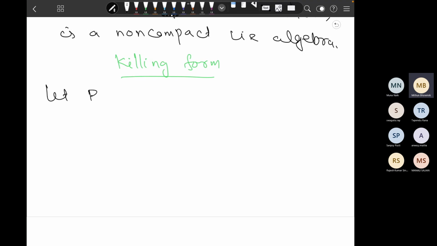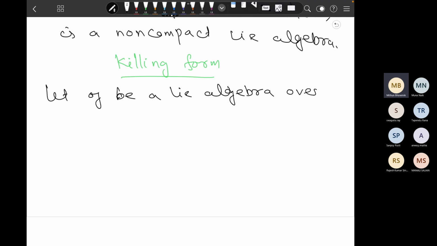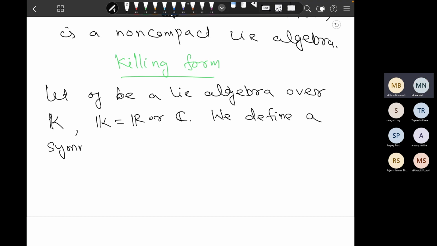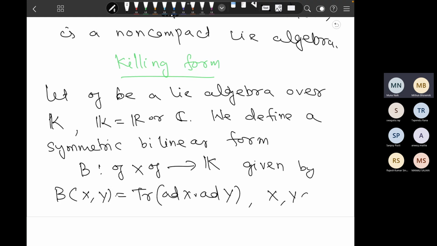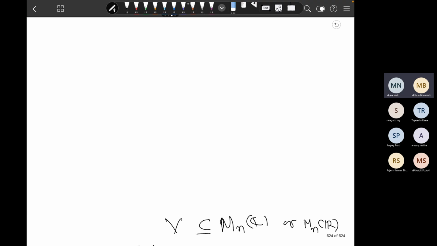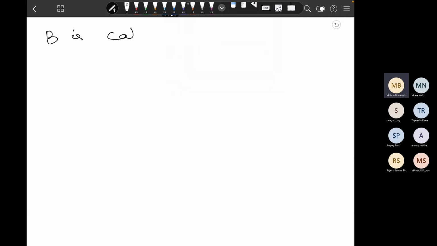So let G be a Lie algebra over K, where K is R or C. We define a symmetric bilinear form B from G cross G to K, given by B of XY equals the trace of RX composed with RY, for X, Y in G. B is called the Killing form of the Lie algebra G.